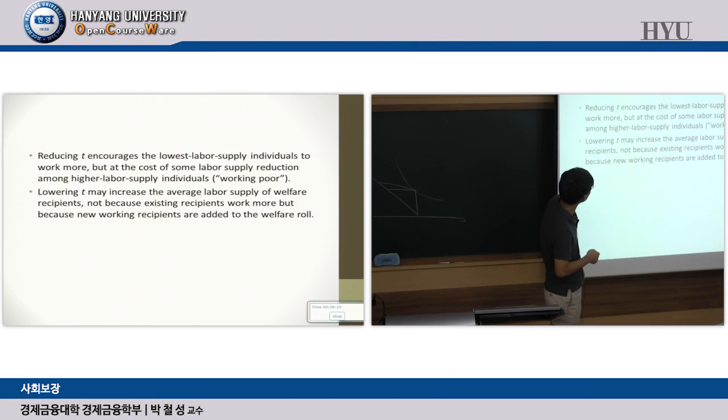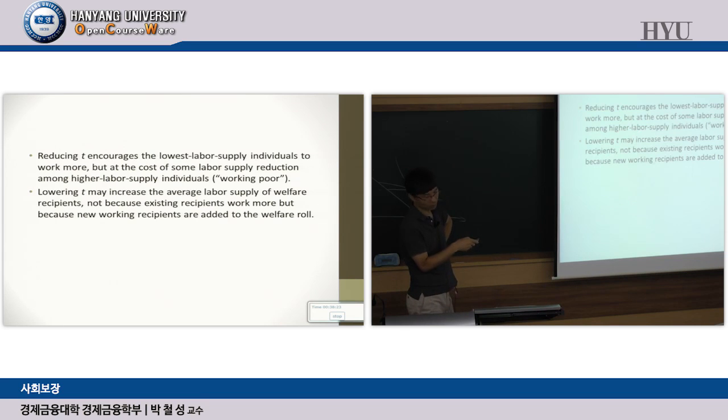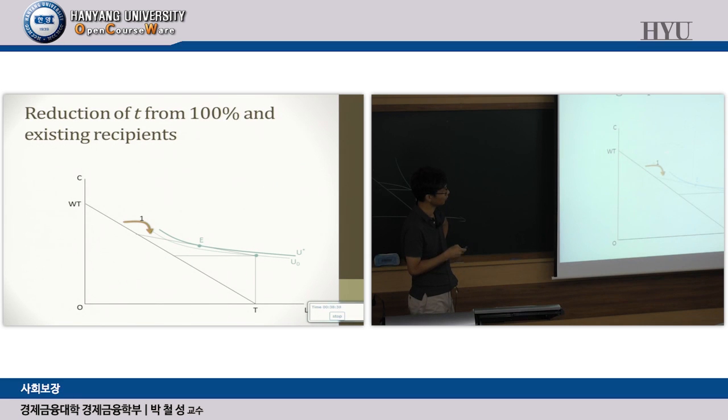So this is the first point. Reducing T increases labor supply among the lowest labor supply individuals. In that case, individuals who do not work will work more, but at the cost of some labor supply reduction among higher labor supply individuals. So this individual will reduce their labor supply.